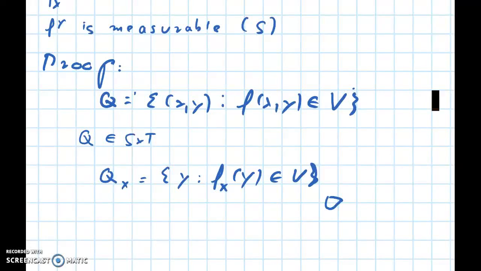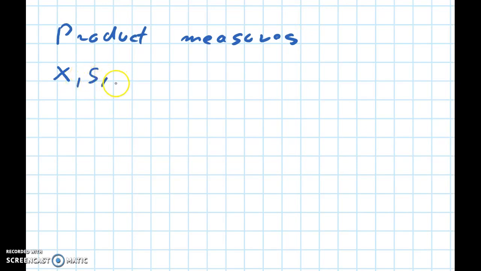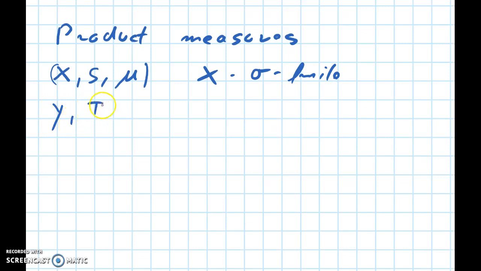We're now going to introduce product measures. So suppose you have a space X with a sigma algebra S and a positive measure mu, such that X is sigma finite. And you have another space Y with a sigma algebra T and measure lambda, which is also sigma finite.